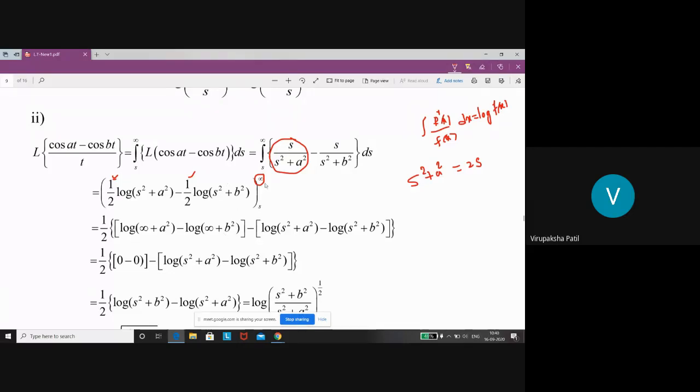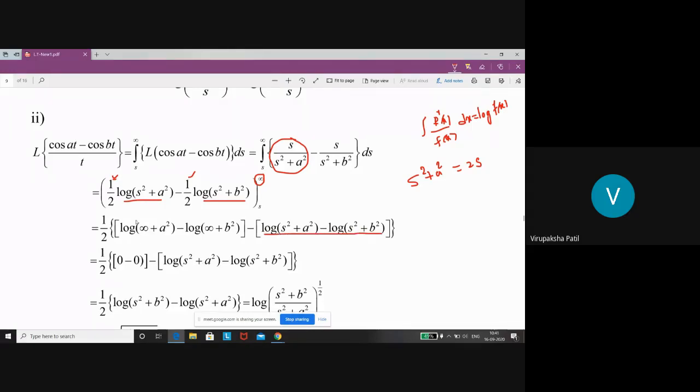Now here, if you directly put infinity, what happens? Log of infinity plus a square minus log of infinity plus b square. This becomes log infinity, and this also becomes log infinity. So first I will simplify this. The 1 by 2 is already taken common. Wherever s is there, in place of s you substitute s only. So these two terms remain as they are: log of s square plus a square and log of s square plus b square, which we have written here.